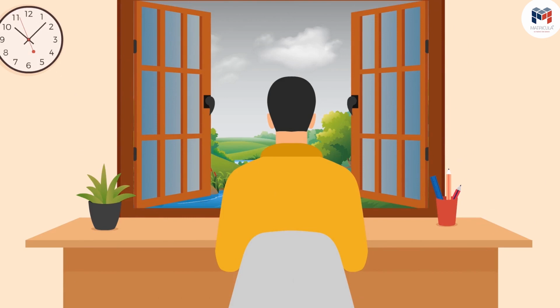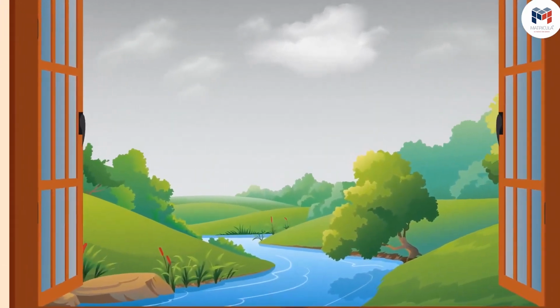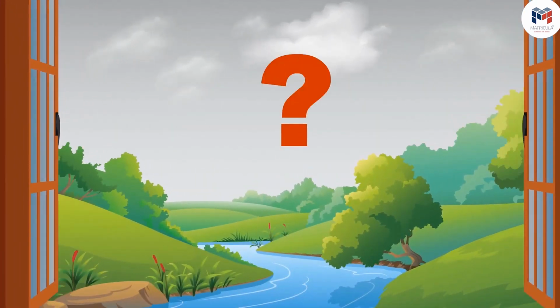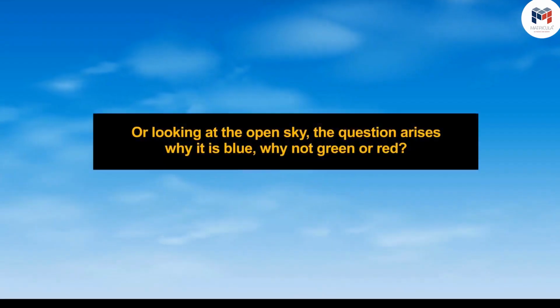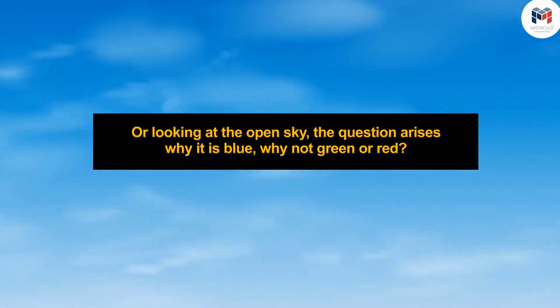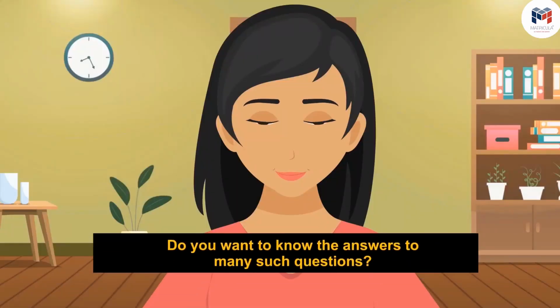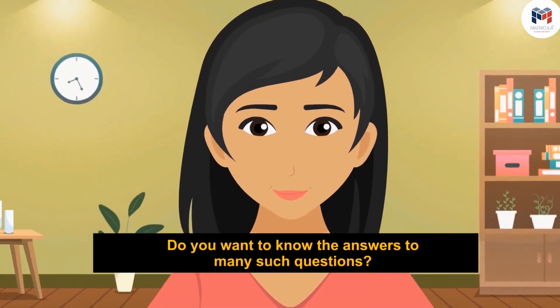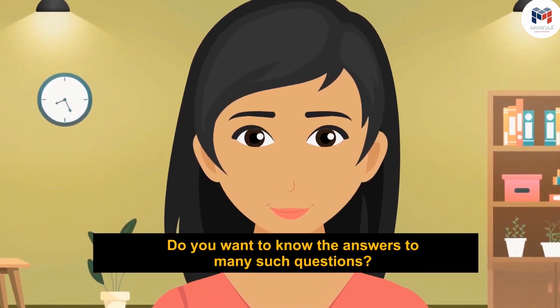Some similar questions also arise in my mind when I see the rainbow. What happens suddenly after the rain that we see the rainbow? Or while looking at the open sky, the question arises in my mind why it is blue, why not green or red? So, do you want to know the answers to many such questions? Then stick with the video till the end.